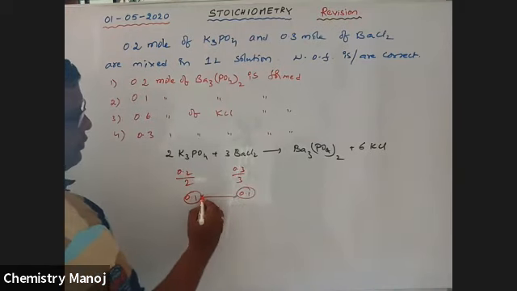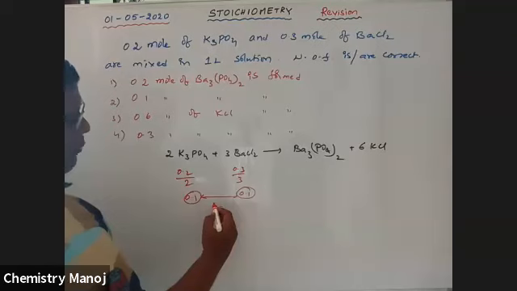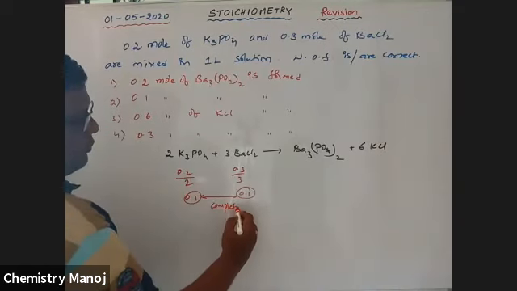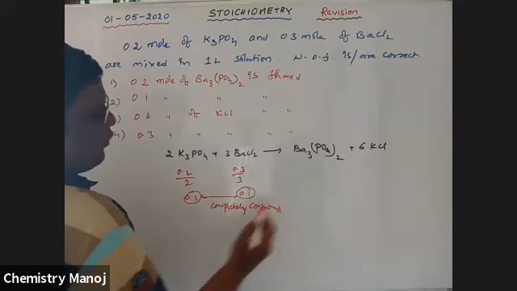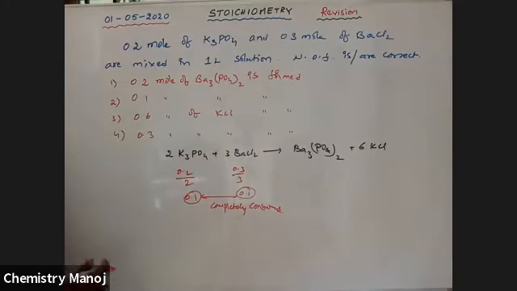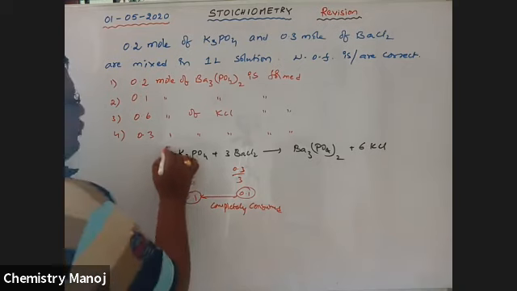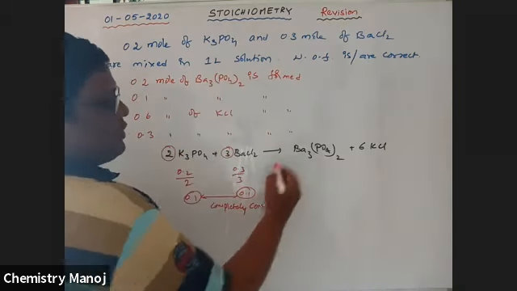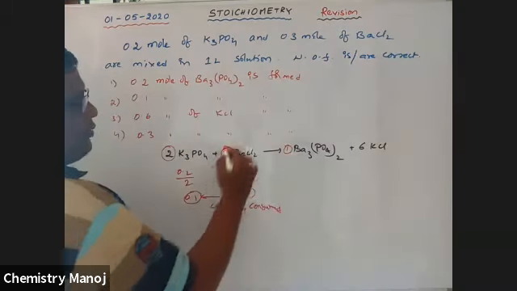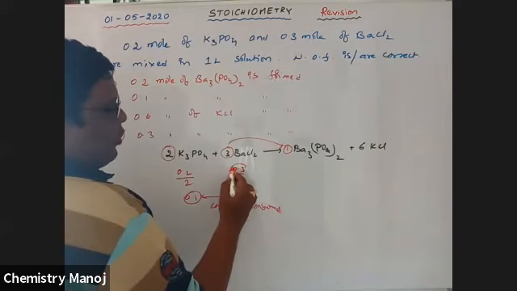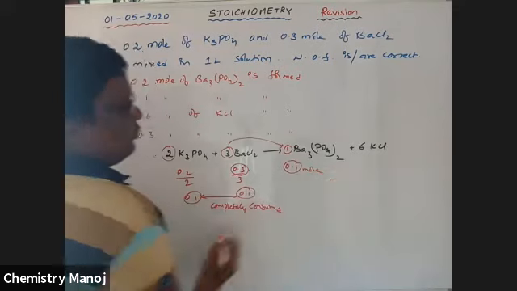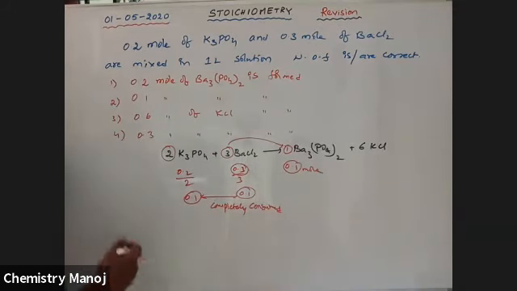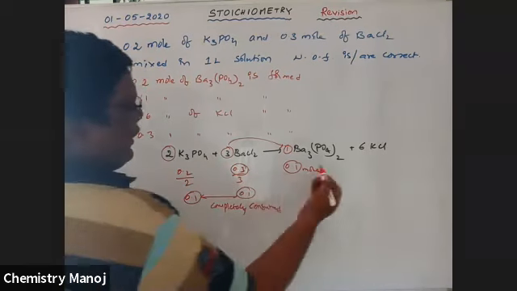That means both are completely consumed. No one is the limiting reagent. So if 2 moles react with 3 moles, 1 mole is formed. If 3 moles gives 1 mole, 0.3 moles gives 0.1 mole of this one. Because both are completely consumed, anyone can be used for the product calculation.